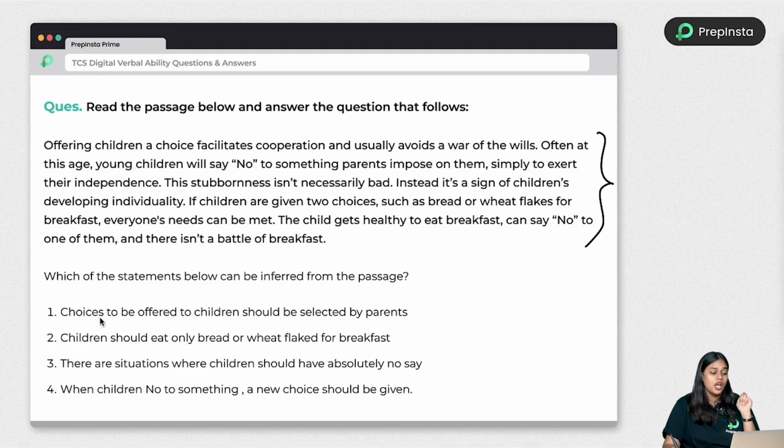Alright, let's see the question. Which of these statements below can be inferred from the passage? So again, an inferential based question. Let's see the options now. Choices to be offered to children should be selected by parents.